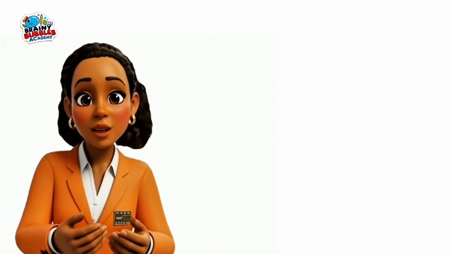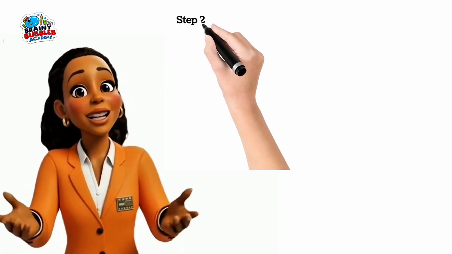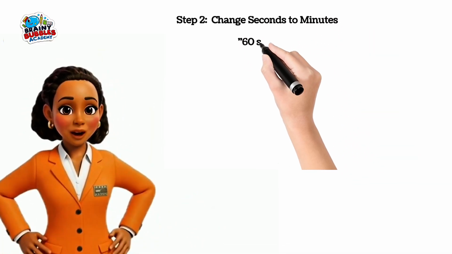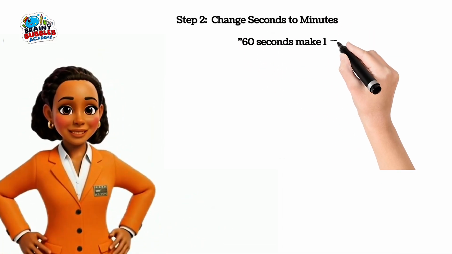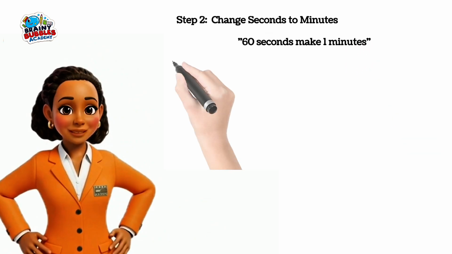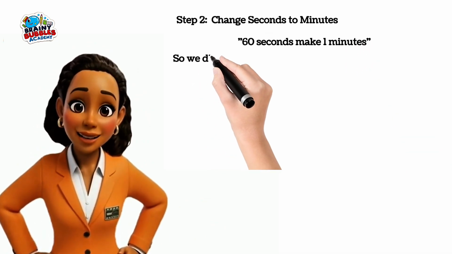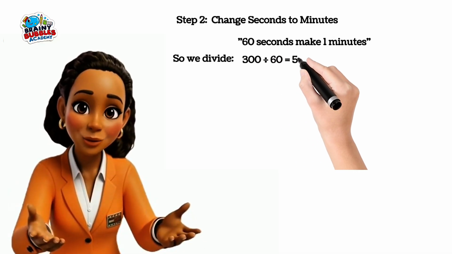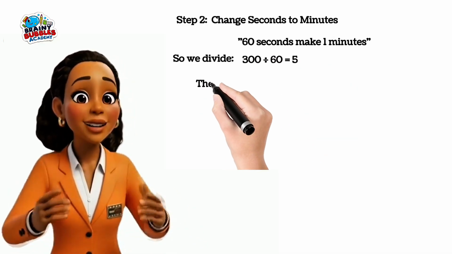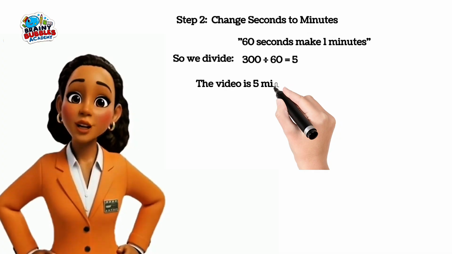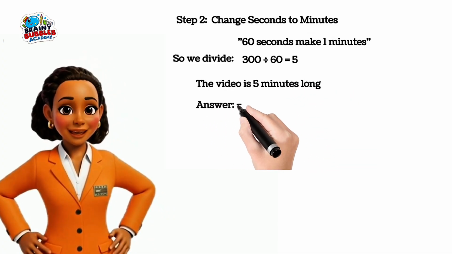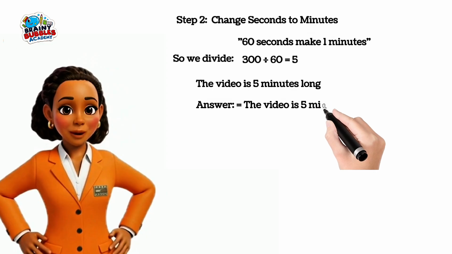Over to step 2, change seconds to minutes. Now remember our magic rule. 60 seconds make 1 minute. So we divide 300 divided by 60 equals 5. Final answer. The video is 5 minutes long. Yay! You did it, Brainy Bubble.